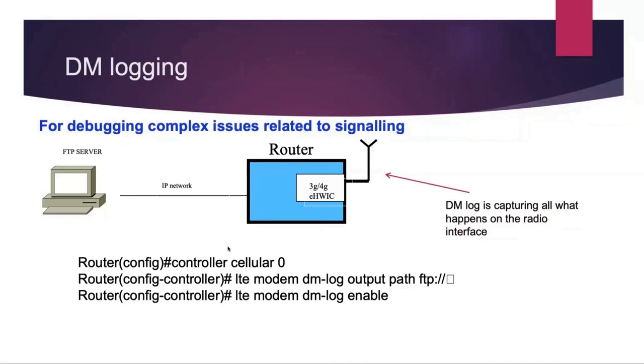So the DM logs help us get a clearer picture as to which side it is. Is it the modem which is sending the disconnect or the reset, or the ISP that is sending the disconnect or the reset? And how do we collect it?